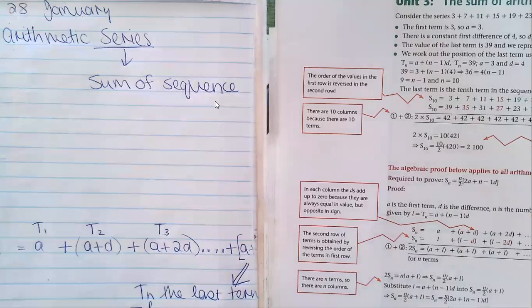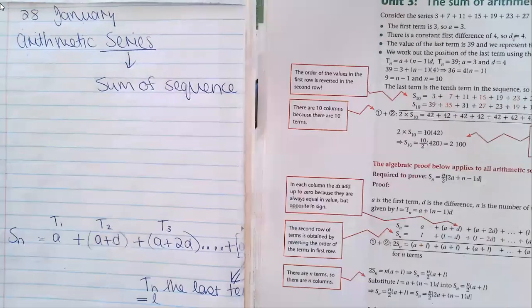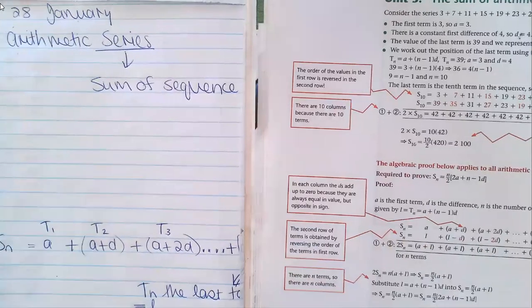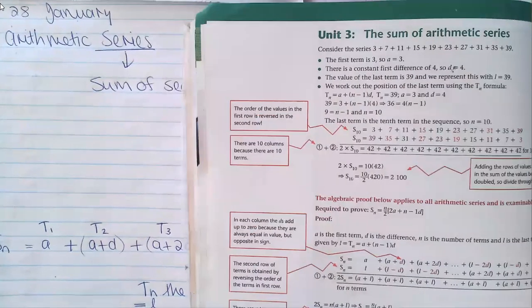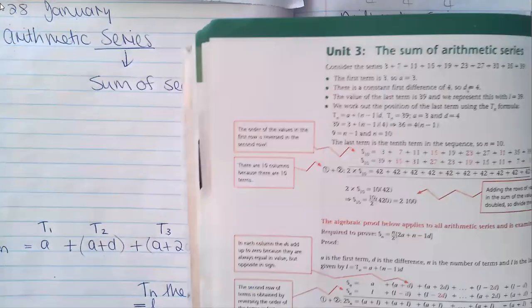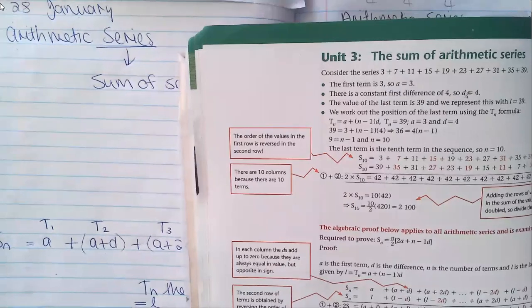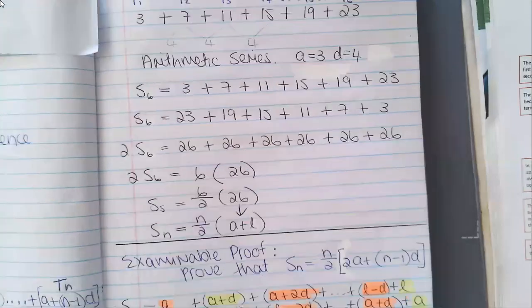So firstly, what we are going to do is we have to prove the formula for the sum of an arithmetic series. But before we do that, we are going to just do an example in real numbers so that you can see how the system works. So let's have a look. This is also in your text.